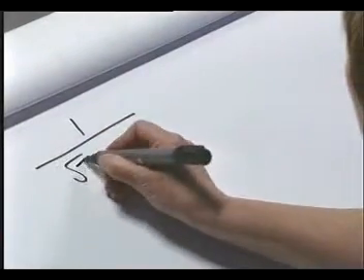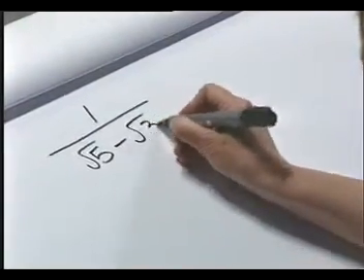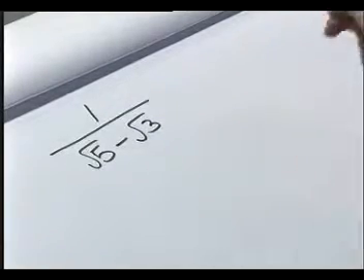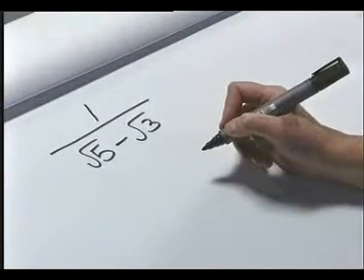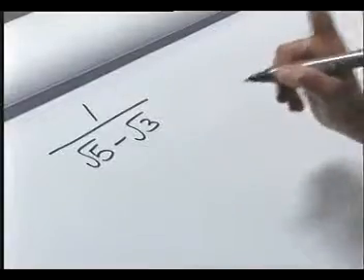One final example, a little bit more difficult than the previous ones. See how we can cope with this. 1 over the square root of 5 minus the square root of 3. We want to rationalize this fraction. Think of the difference of two squares. We've got root 5 minus root 3.